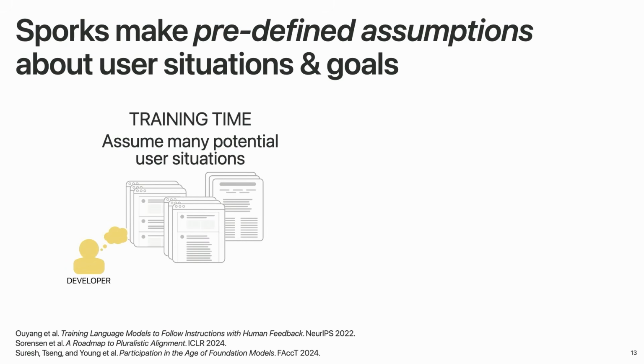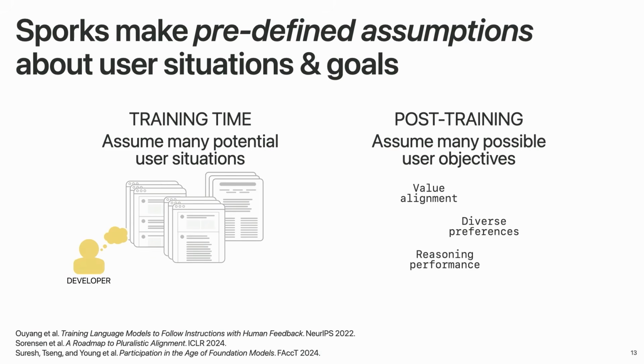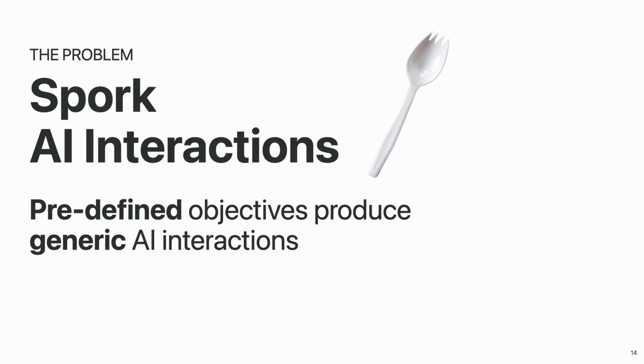And similar reasons underlie LLM sporks. At training time, developers don't know all of the user situations they'll be faced with, so they bake in assumptions about many potential user situations in the data and the training processes. And that extends to these post-training processes that fine-tune models against many possible objectives, like many different values or many diverse annotators' preferences, but that can lead the model towards these more generic and spork-like outputs. To summarize here, we have this problem of spork AI interactions, where predefined objectives produce generic interactions.